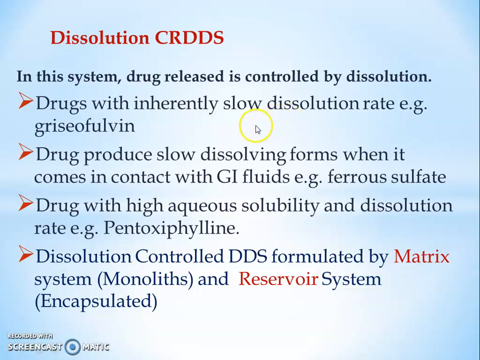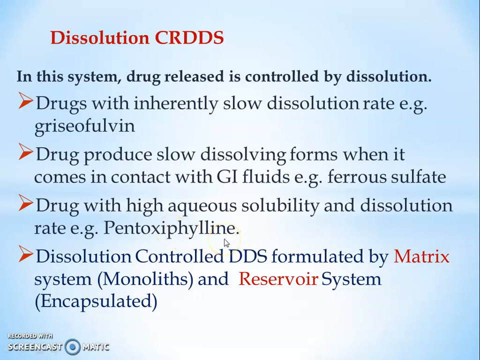An example is griseofulvin, and those drugs which produce a slow dissolving form when they come in contact with the GI fluid. A few examples are ferrous sulfate. Also, drugs with a high aqueous solubility and dissolution rate are formulated in the dissolution control release drug delivery system. An example is pentoxifylline.